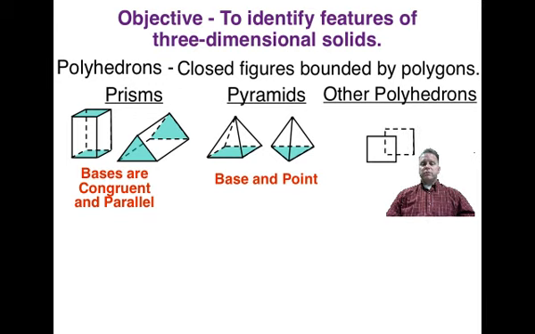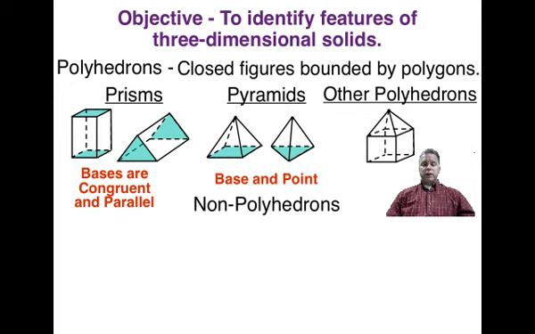Other polyhedrons could be a mixture of the two, or a mixture of other things. So this one looks like a cube or a prism, but then we put a pyramid on top of it, and we have something new. Maybe it's a house, maybe it's the tip of a drill, could be anything.